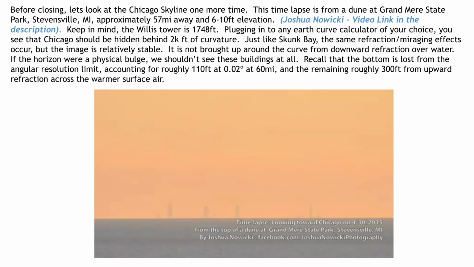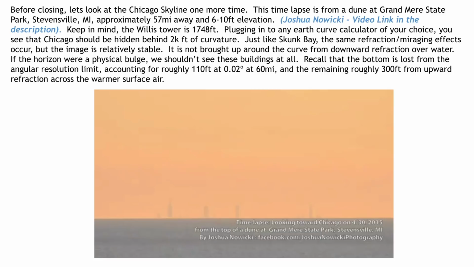Just like the Skunk Bay footage, the same refraction and miraging effects occur, but again, the image is relatively stable, as if you were just seeing it through wavy water, not that you are bringing this entire object or entire amount of imagery up behind a curve, nor that it is compressing and moving back down again at that rate. It's just not happening. It is not brought up around the curve from downward refraction over water. It just doesn't occur. If the horizon were a physical bulge, we shouldn't see these buildings at all.